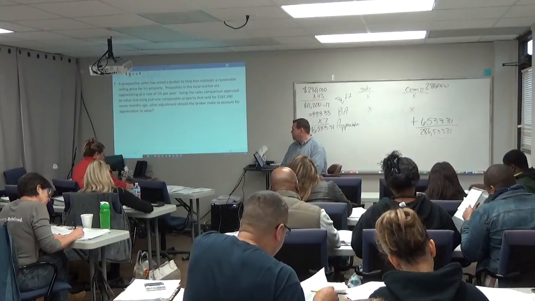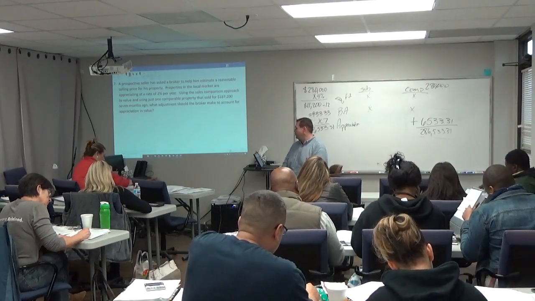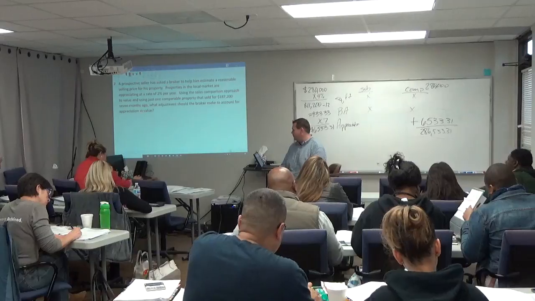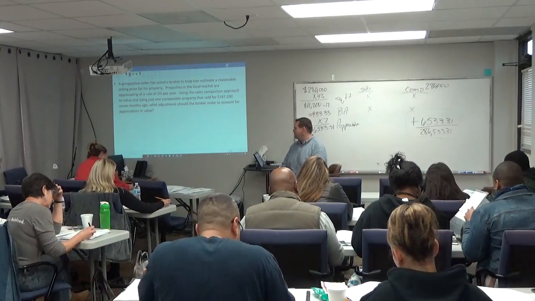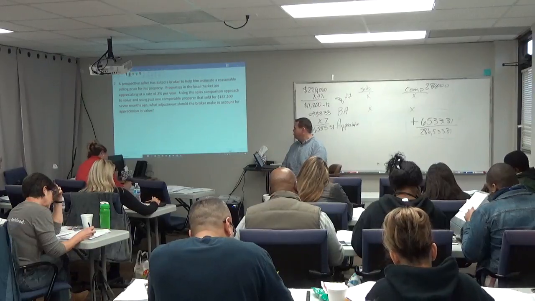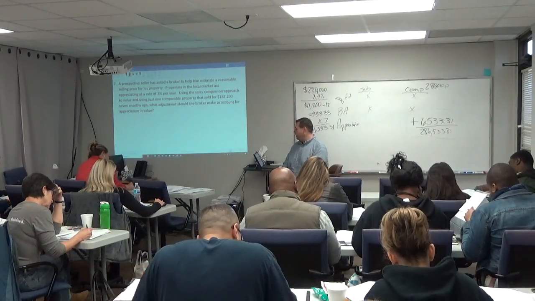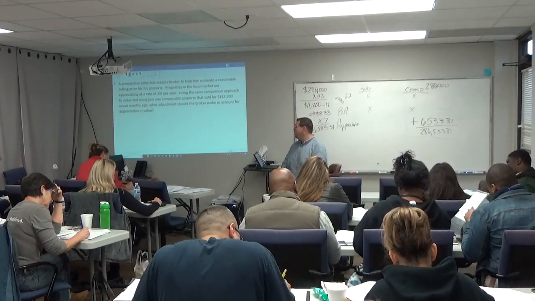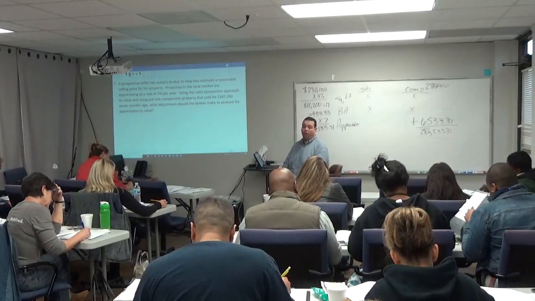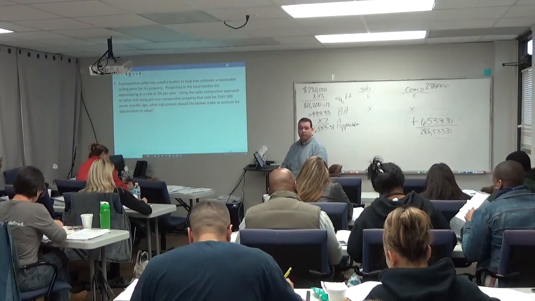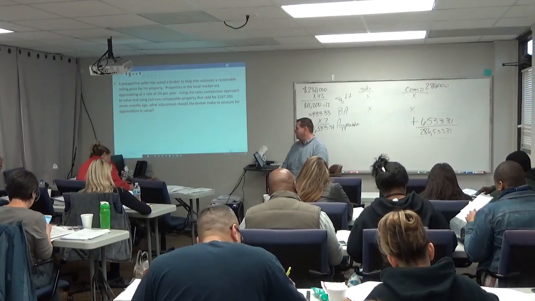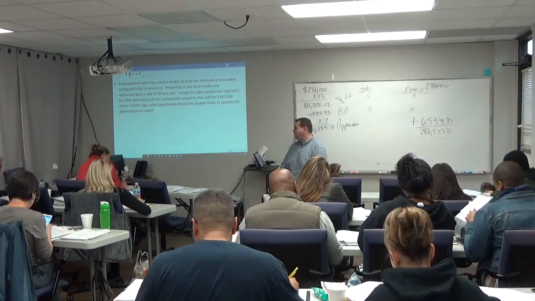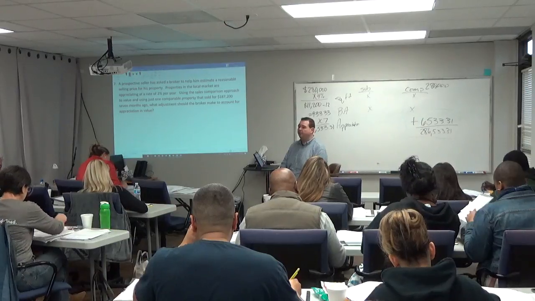It says a prospective seller has asked a broker to help him estimate a reasonable selling price for his property. Properties in the local market are appreciating at a rate of 2% per year. Using the sales comparison approach to value and using just one comparable property that sold for $187,200 7 months ago, what adjustment should the broker make to account for appreciation in value?